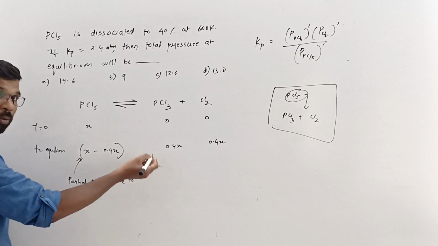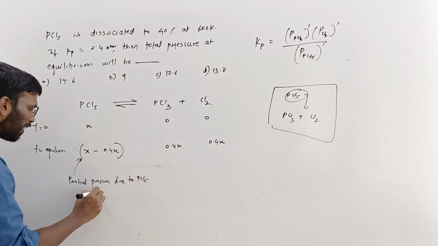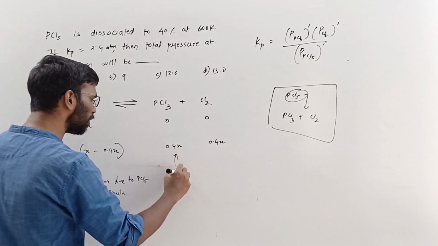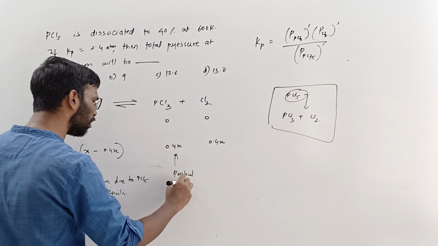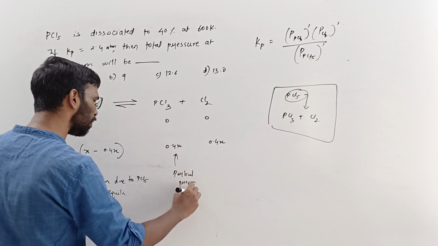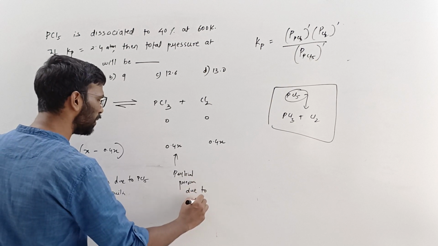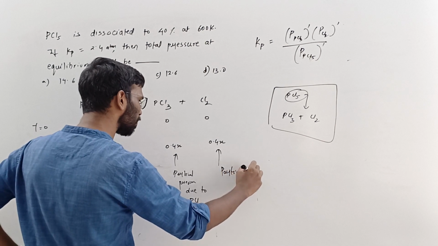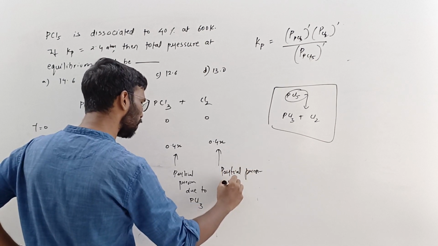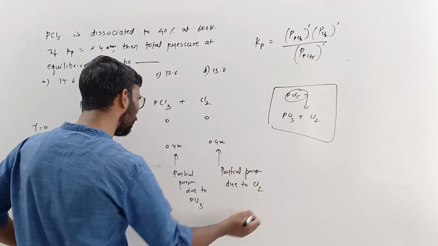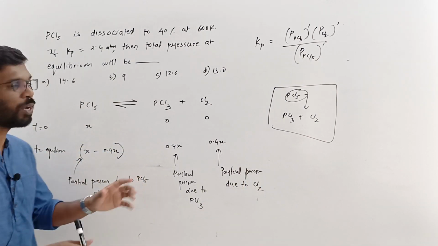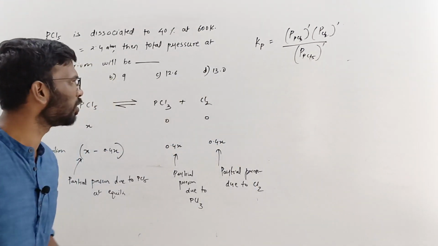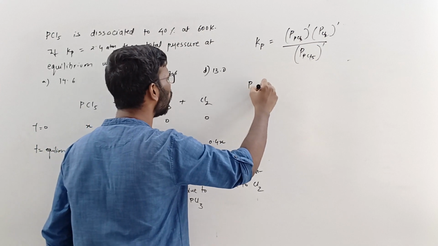due to PCl5 at equilibrium. Right? This is the partial pressure due to PCl3, and this is the partial pressure due to Cl2. So we have the partial pressures. So what will be the total pressure? Total pressure over here will be the sum of all this.